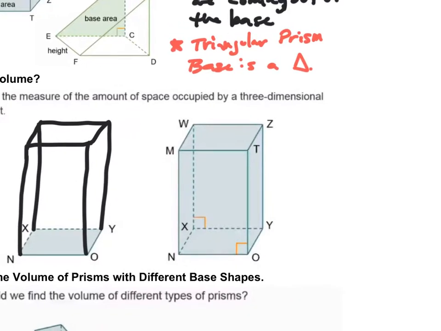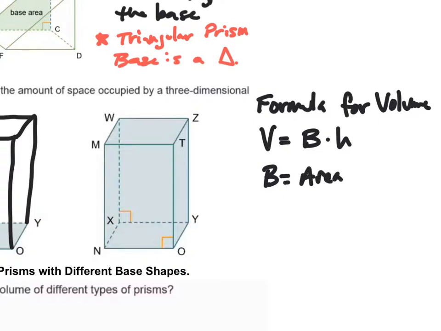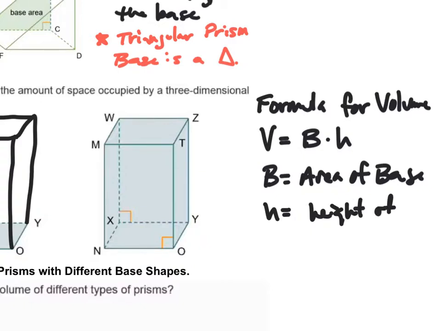And so the volume that we get, the formula for volume, let me write this down. The formula for volume is V is equal to B times H. B is the area of the base, so that can vary depending on what kind of shape you have, but B is the area of the base. And H is equal to the height of the prism.